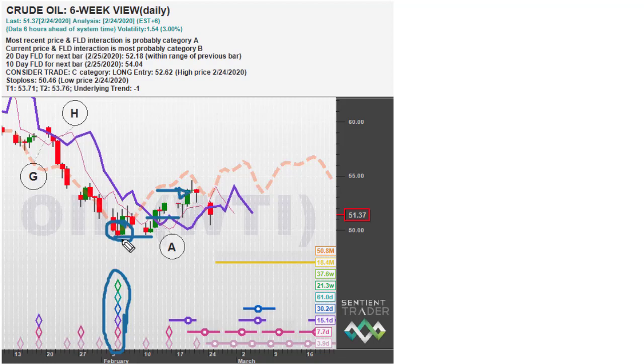Okay, so we had a 20-week cycle trough forming, in my opinion, and price has bounced up. It's crossed above the FLD. It's met its target for the A category interaction. It's now back at the FLD. This is a critical moment for oil because we would expect this to be a B category interaction and then a bit more of a move up in the C category interaction.